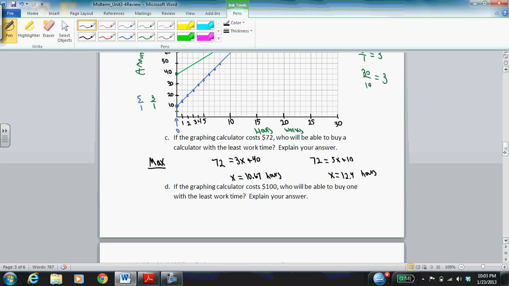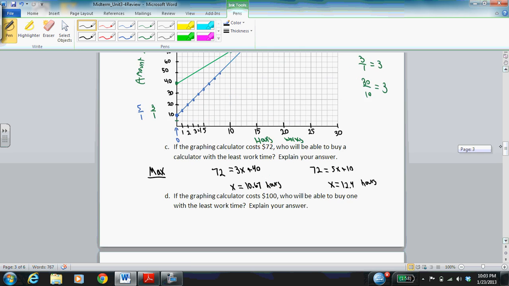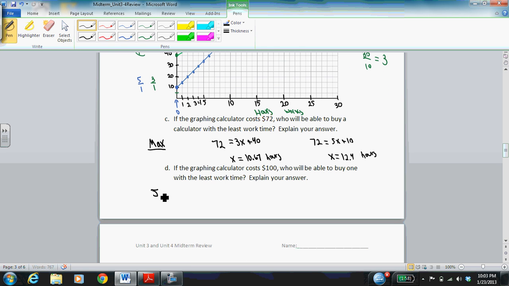Who will be able to buy one with the least amount of work time? So now we're looking up here at 100, and this time the blue line gets there before the green line. So Jill would be able to buy it faster if it was $100. So if it's a TI-84, Max is going to get it faster because those are a bit cheaper. If it's a TI Inspire, Jill's going to be able to get it faster.